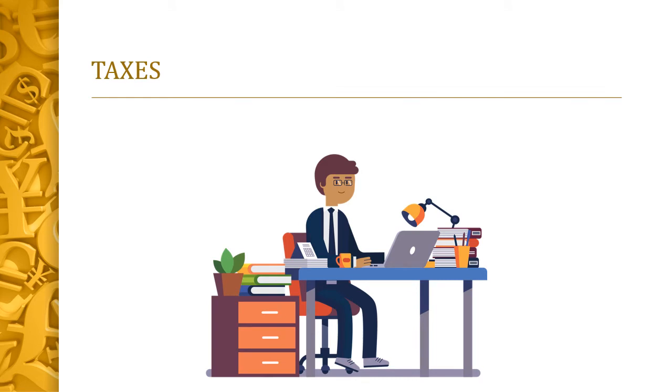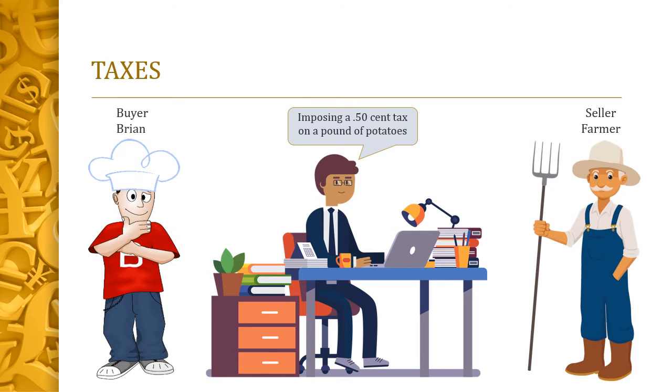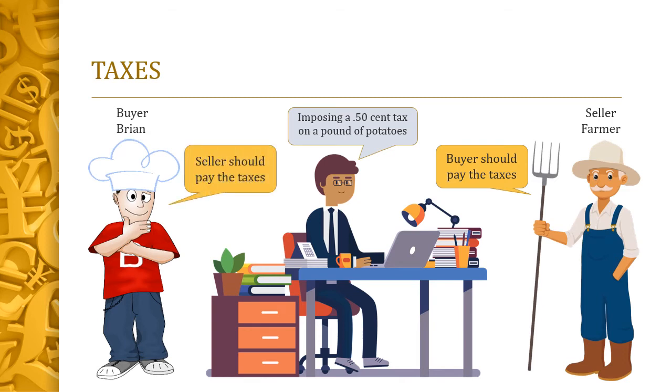Let's talk about another big area of government policies and laws, and that is taxes. So we got our nice little government guy here, and he sends out basically an email that says they're going to start imposing a 50-cent tax on every pound of potatoes. Well, as you can imagine, our buyer and our seller aren't too happy about that. So, of course, the seller comes yelling in saying the buyer should pay the tax, and the buyer says, no, the seller should pay the tax.